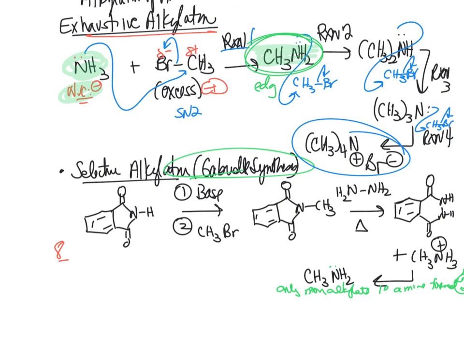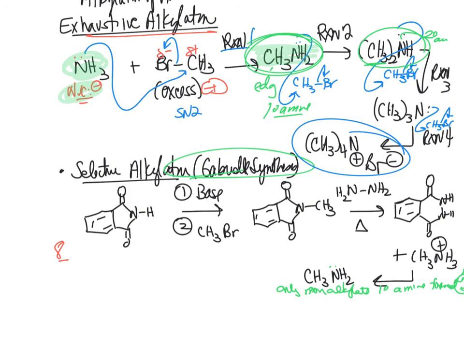Would you expect the reaction of ammonia to stop at the formation of a primary amine? No, because even a secondary amine has 2 electron donating groups. So this one's going to be even more reactive than your primary amine. So a secondary amine is going to be more reactive than your primary.